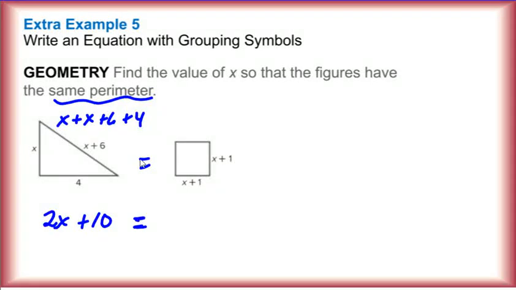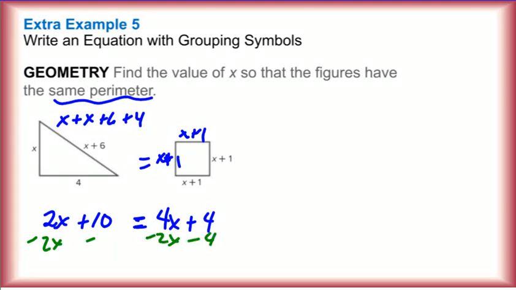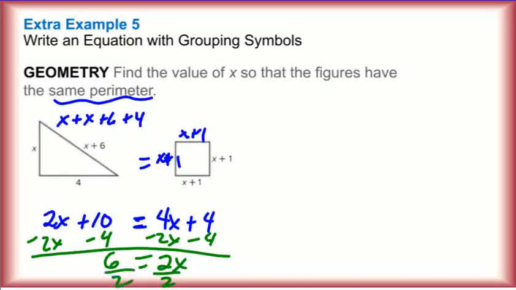This side, I add up all the sides. This is a square. This is x plus 1, and this is x plus 1. So I got 1, 2, 3, 4 x's. So 4x plus 1 plus 1 plus 1 plus 1 is 4. Get all my x's to one side. I'm going to subtract 2x on both sides and then subtract 4. I'm left with 2x equaling 6 divided by 2. x would have to equal 3.